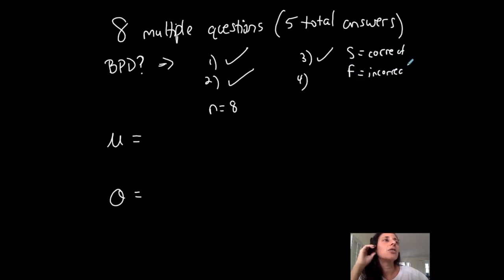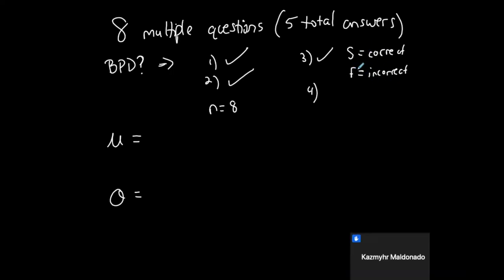And again, success in a binomial probability distribution is not necessarily the good part, and failure is not necessarily the bad part. Success is basically defined as whatever probability you're dealing with, and failure is whatever the complement is. So you could define either correct as success and incorrect as failure, or whatever.